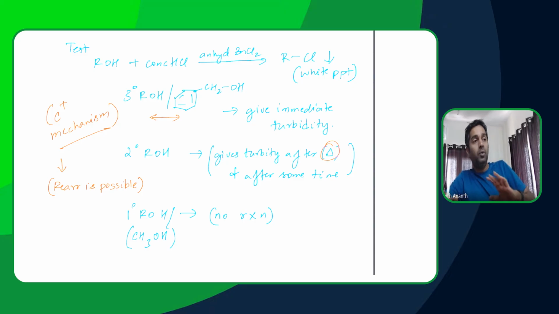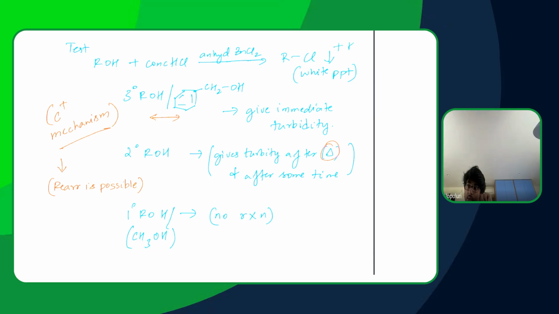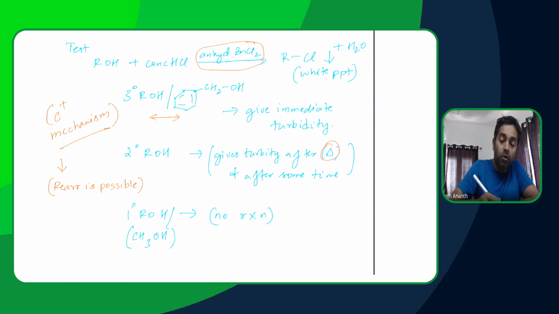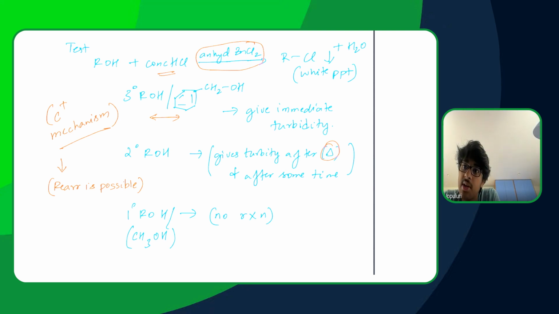Now, let's talk about a couple of other points over here. First of all, why do I need anhydrous ZnCl2? What is the other product, by the way, other than the RCl? Water. So what is the role of anhydrous ZnCl2? What is the role of concentrated HCl? What's the idea here? One minute. Sir, if it was hydrated ZnCl2, then there's a chance of that reacting with the water.